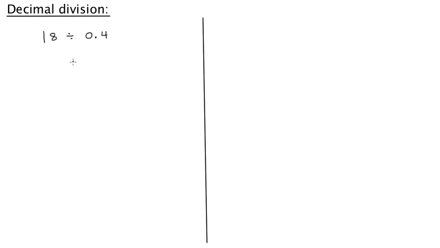I'll end up with dividing by 4 instead of dividing by 0.4. Just to make that clear, I'm moving that decimal to this location. That's what happens when you multiply by 10. It moves the decimal over. If I move this decimal one place over, I've got to move this decimal in 18 one place over as well. What happens when I move that decimal one place over? Well, 18 becomes 180. Again, you can see what happened. We multiplied both by 10.